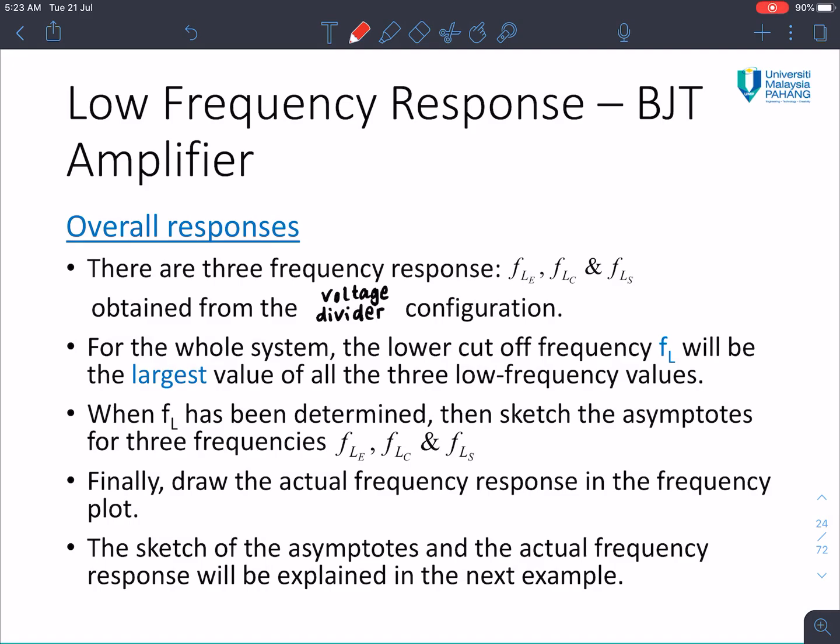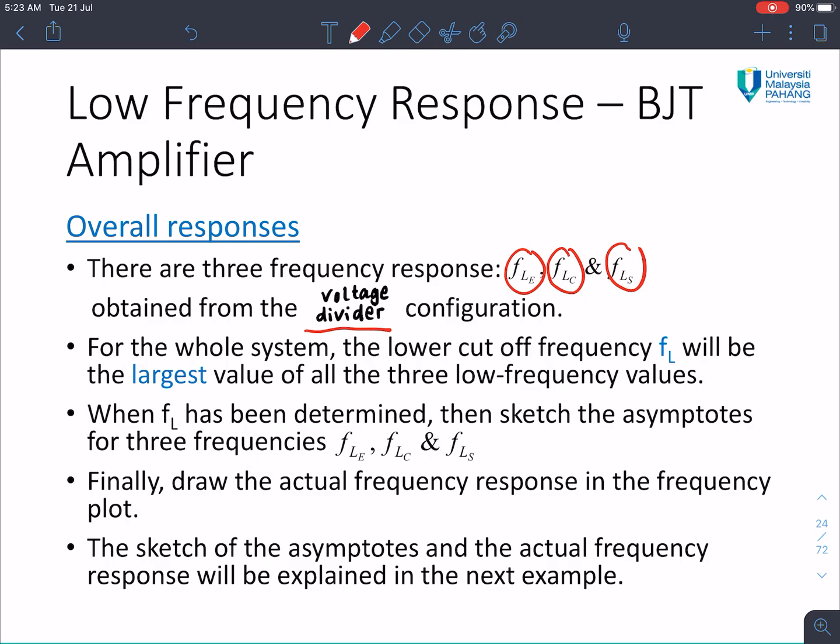The overall response for the BJT amplifier. Now we have three frequencies, which are FLE, FLC, and FLS, obtained from the voltage divider configuration. This is my example. Okay, the previous example is the voltage divider.